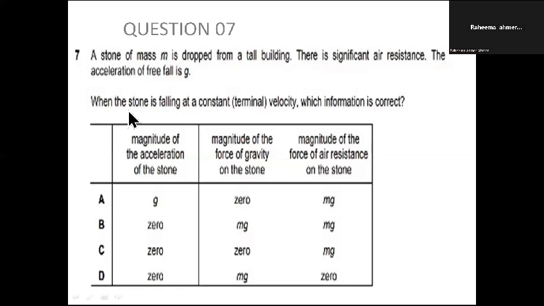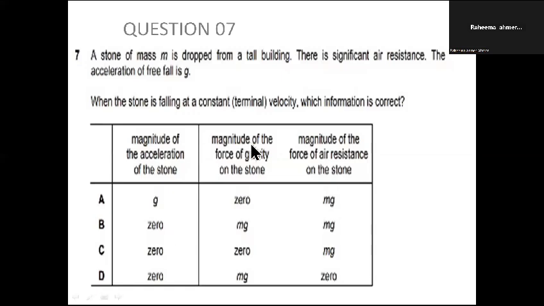Please be very clear what we mean by constant terminal velocity. Constant terminal velocity means that the velocity of the object is constant, right? So if the velocity is constant, then acceleration must be zero, because acceleration is the change in velocity. So our first row is solved, and option A must be wrong because it says that the acceleration of free fall is g, when it is actually zero. So now options B, C, D.